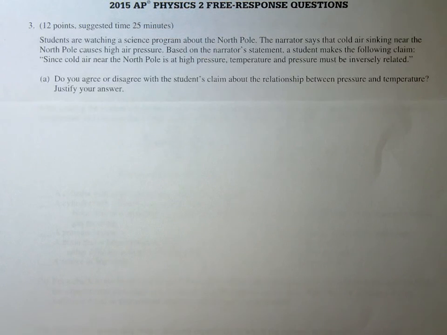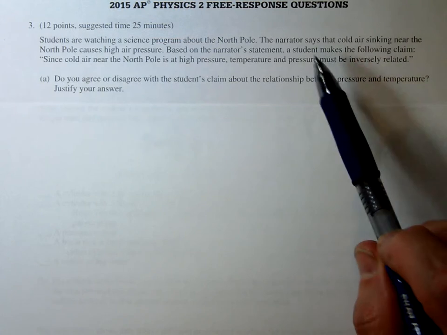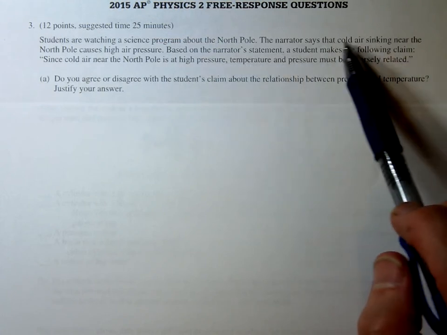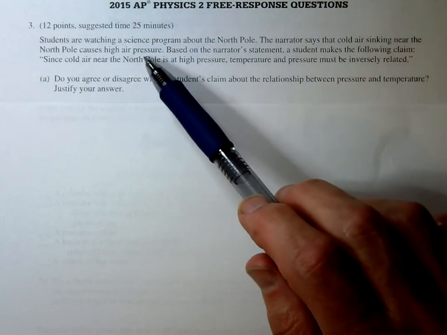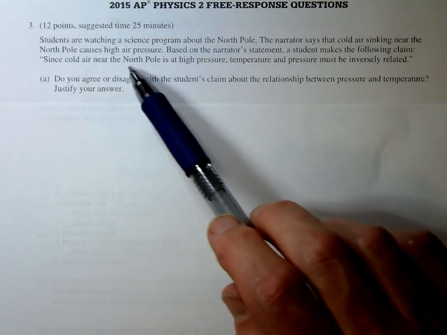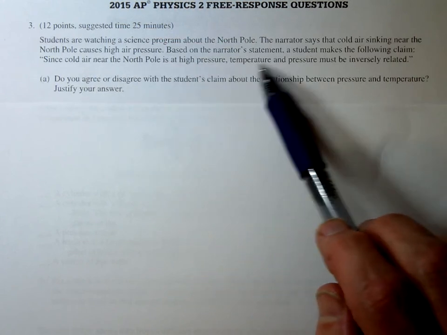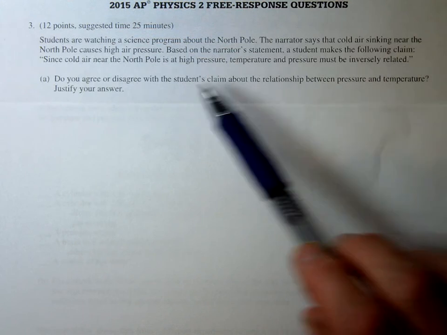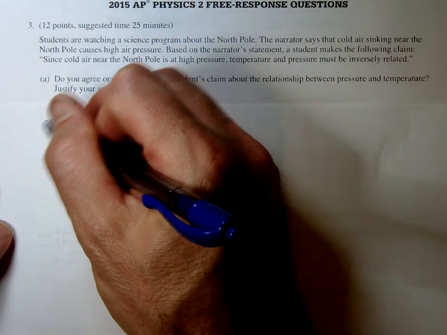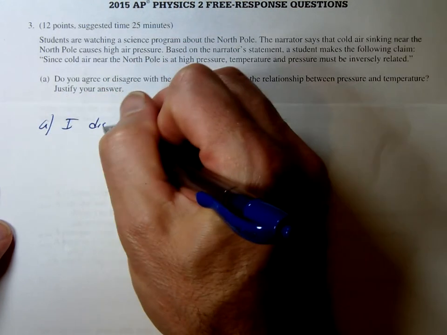Okay, this is 2015 AP Physics 2 FRQ question number 3. In this question, we have our narrator. He says that cold air sinking near the North Pole causes high air pressure, and the student is going to say, since cold air is at high air pressure, temperature and pressure must be inversely related. So do you disagree or agree? Okay, so I disagree.